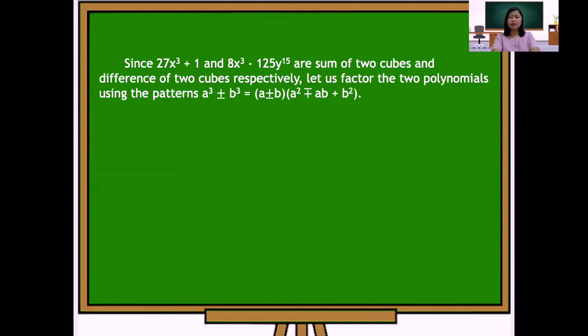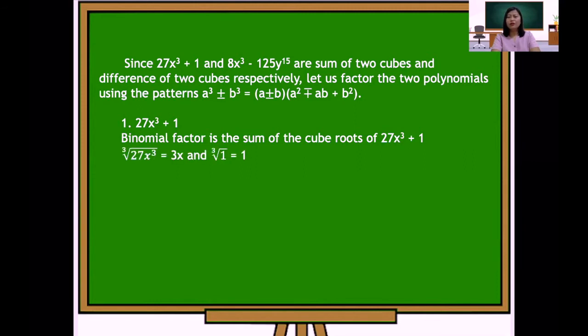Since 27x cubed plus 1 and 8x cubed minus 125y raised to 15 are a sum of two cubes and a difference of two cubes respectively, let us factor the two polynomials using the patterns a cubed plus/minus b cubed is equal to quantity a plus/minus b times the quantity a squared minus/plus ab plus b squared. Number one, 27x cubed plus 1. To get the binomial factor, we get the cube root of 27x cubed. It is 3x. Cube root of 1 is 1. So our binomial factor is 3x plus 1.